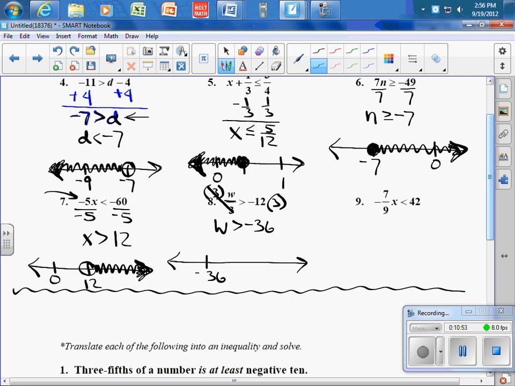Negative 36 would be to the left of 0. I'm going to have a hollow circle on negative 36 and shade to the right.